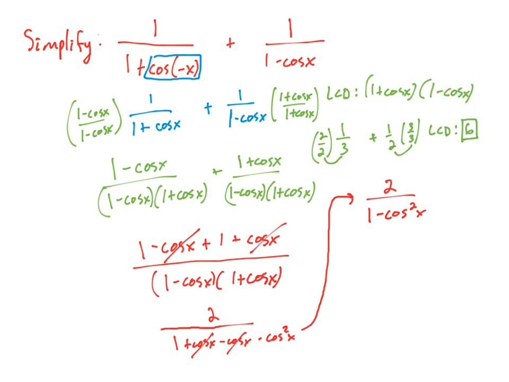Now, this is actually a version of the Pythagorean identity. If we recall, sine squared of x plus cosine squared of x is equal to 1.